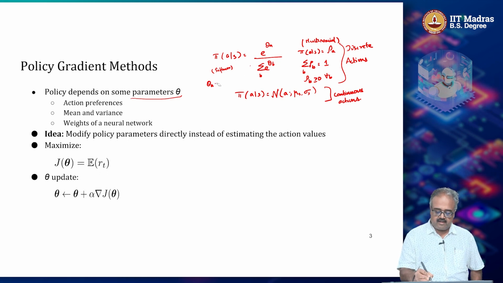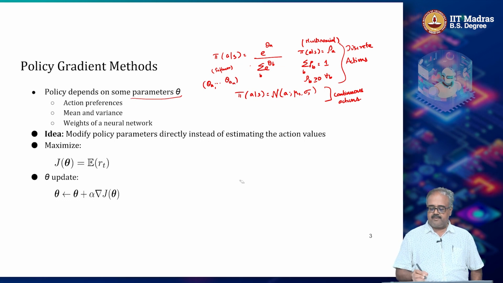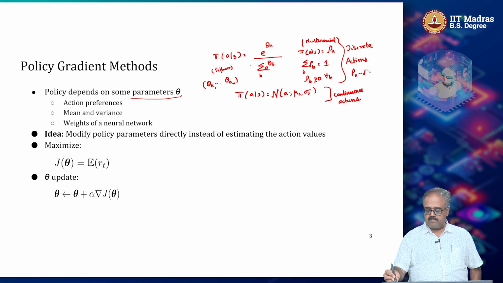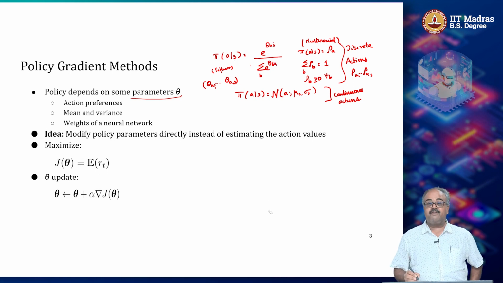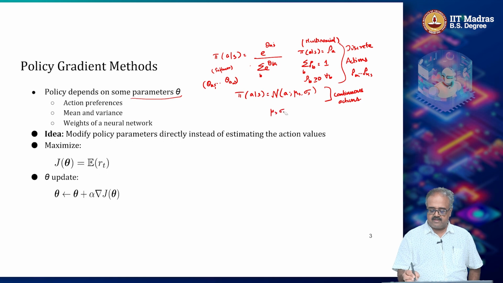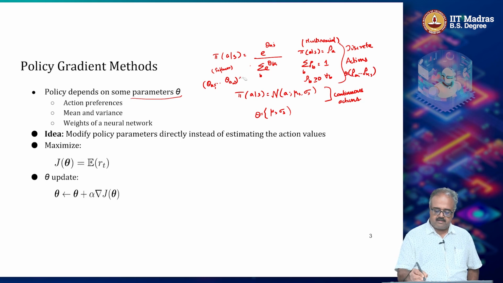So the parameters theta in this case are theta a1 to theta ak. In this case it will be rho a to rho k that will be the parameters theta. So it will be rho a, s; it has to be an s everywhere, because I am talking about the probability of taking the action A given s. So there will be s everywhere, and likewise here the parameters will be mu s and sigma s. So this will be my vector theta, this will be theta, and this will be theta.